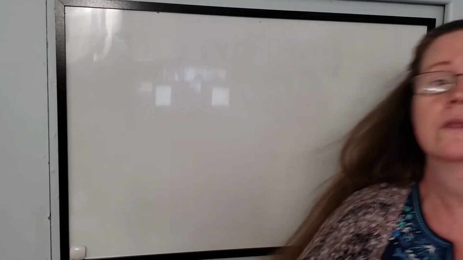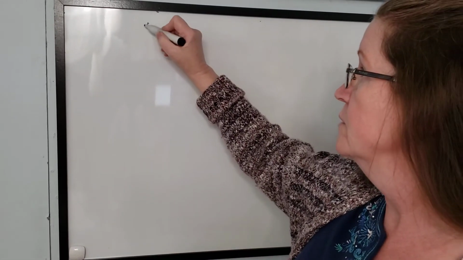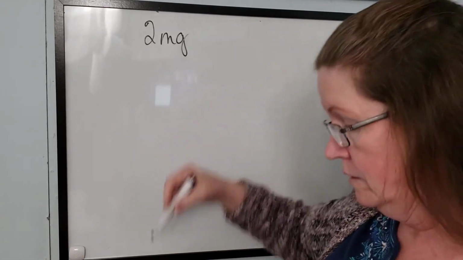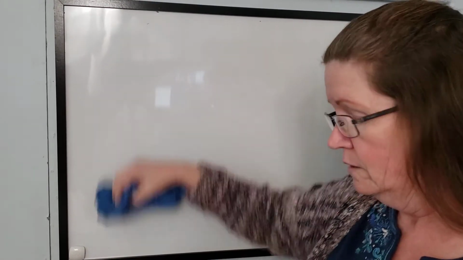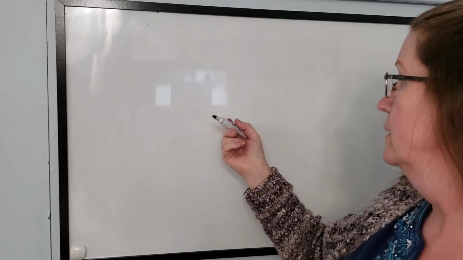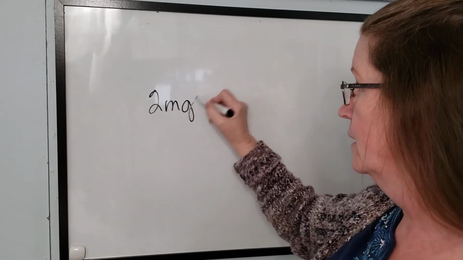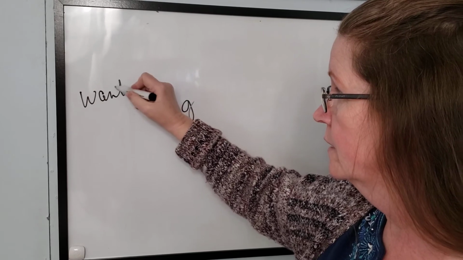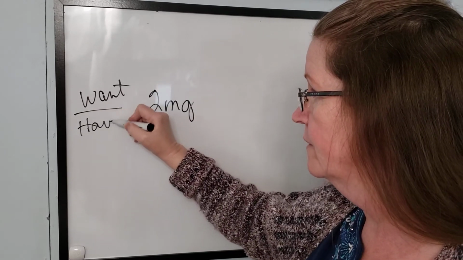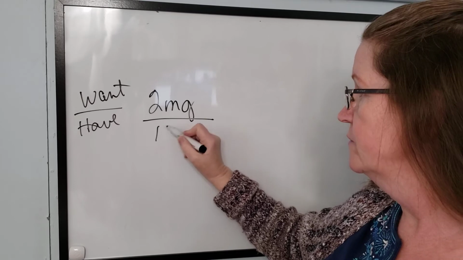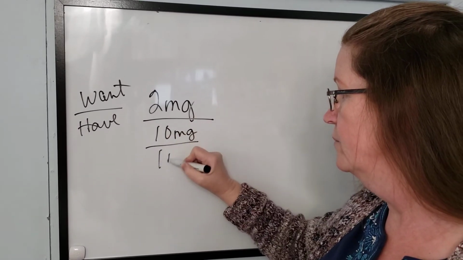Okay, so that's a good review for that. Now, a lot of people do want over have, and we wanted 2 milligrams. Let me try it this way. That's what we want: want over have. And we have 10 milligrams over 1 ml here.